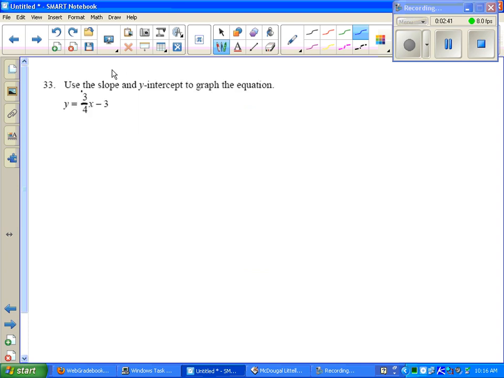33, use the slope and y-intercept to graph the equation. This is in slope-intercept form. It's in y equals mx plus b form again. So this is your m, and this is your b. So your m value is 3 over 4. And your b value, that says minus 3, so it's negative 3.